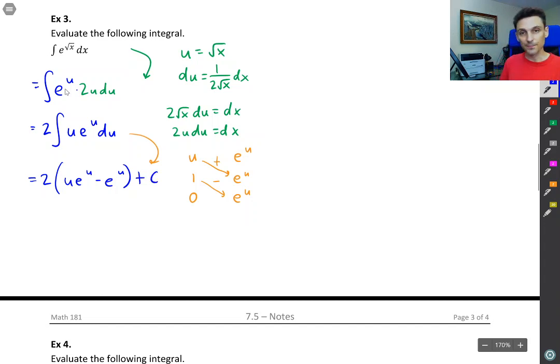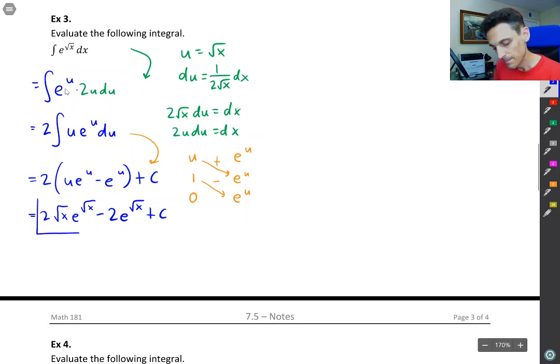Now the only last thing to do is go back to x. So we would have, and we'll distribute the 2 as long as we're at it, 2 times the square root of x times e to the square root of x minus, and then distributing that 2, we have 2e to the square root of x plus c.